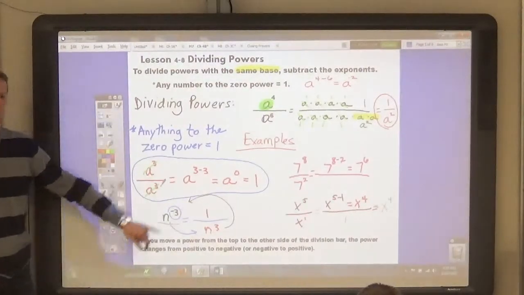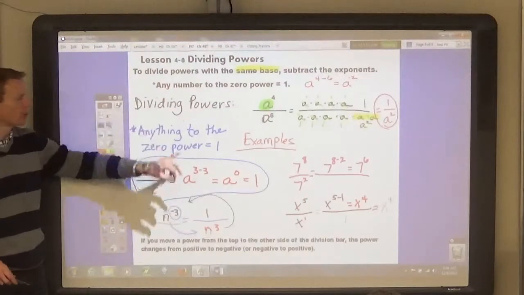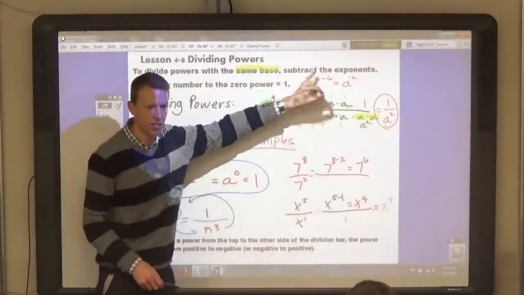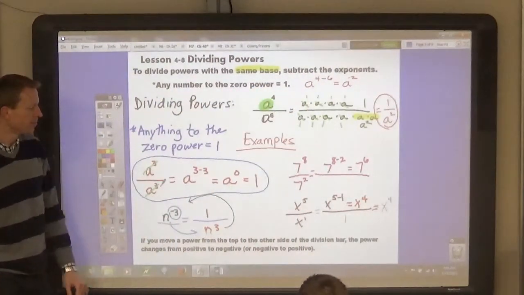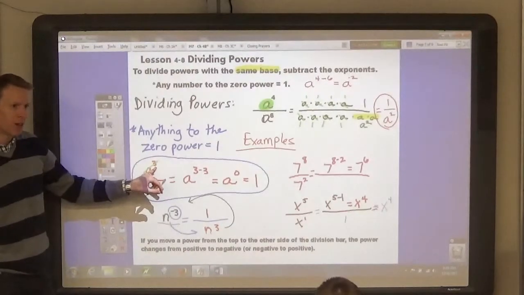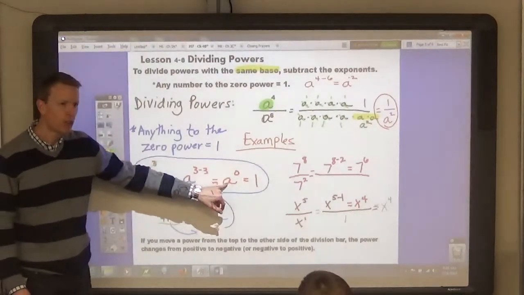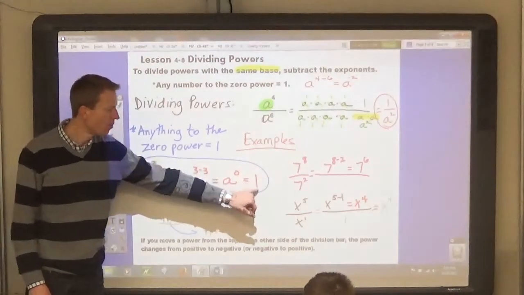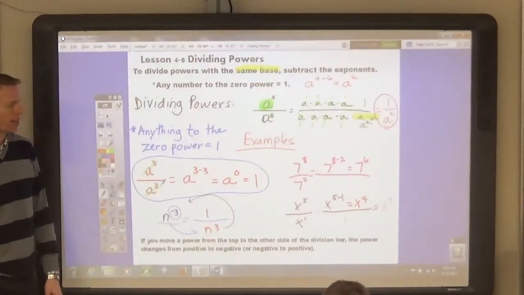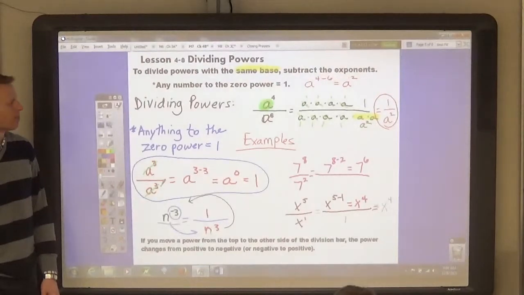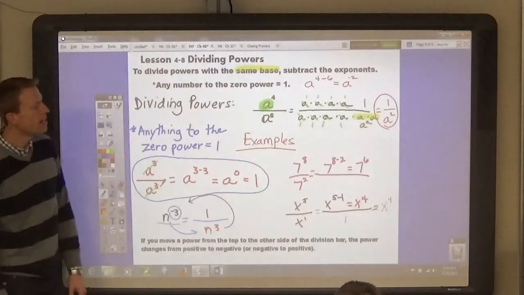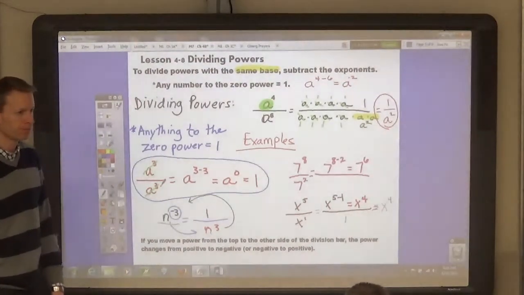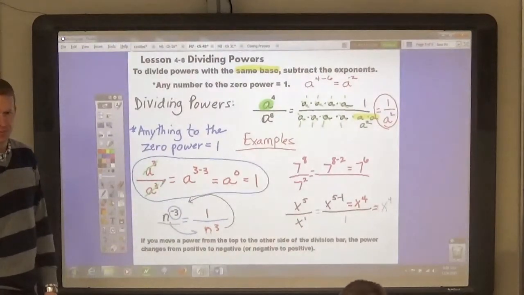Or, let's apply what we're talking about today, where you're subtracting the exponents when dividing. If you have 3 minus 3, you have a to the 0 power, which is 1. Okay? What if you have a negative exponent? What does that mean?